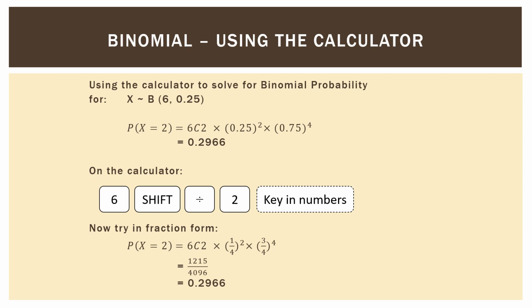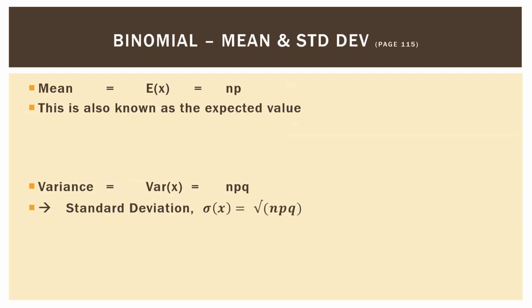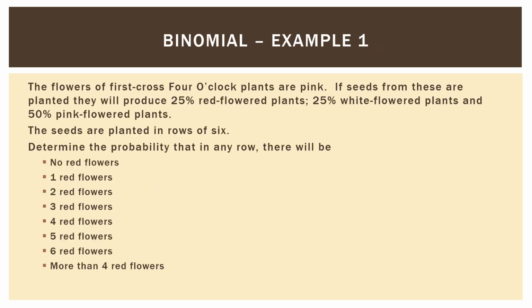Okay, P is the probability of success. When you define your distribution, X tilde B(n, p), n is 6, p is 0.25, so you just plug it into your equation. For the binomial distribution, the mean is n times p, also known as the expected value. Variance is npq, and standard deviation is the square root of npq. This one we will go over later, okay?